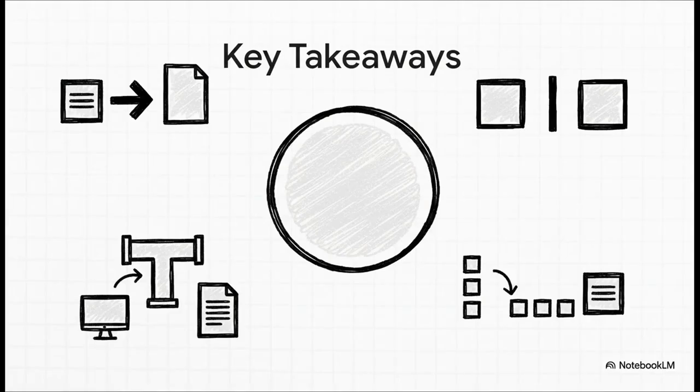Okay, so let's wrap this up with the key takeaways. Redirection gives you total control over where your data comes from and where it goes. Pipes are the glue that lets you connect commands together to build those powerful workflows. T is your friend for when you need to see your output and save it at the same time. And xargs is the tool that lets you build new commands on the fly from a stream of input.